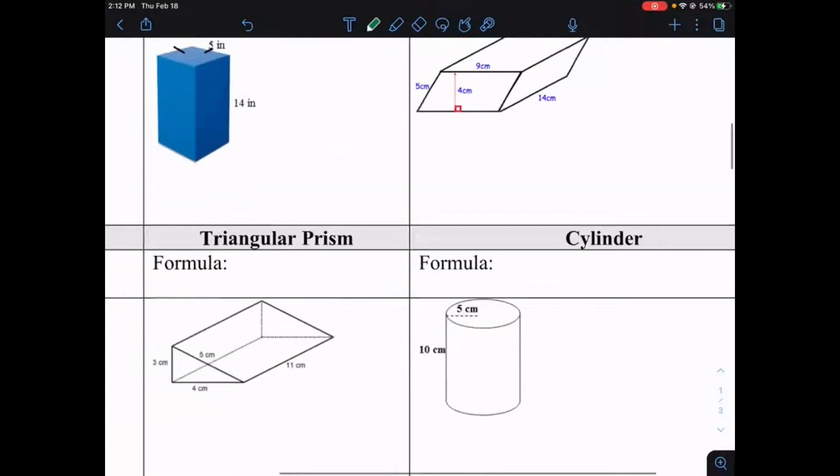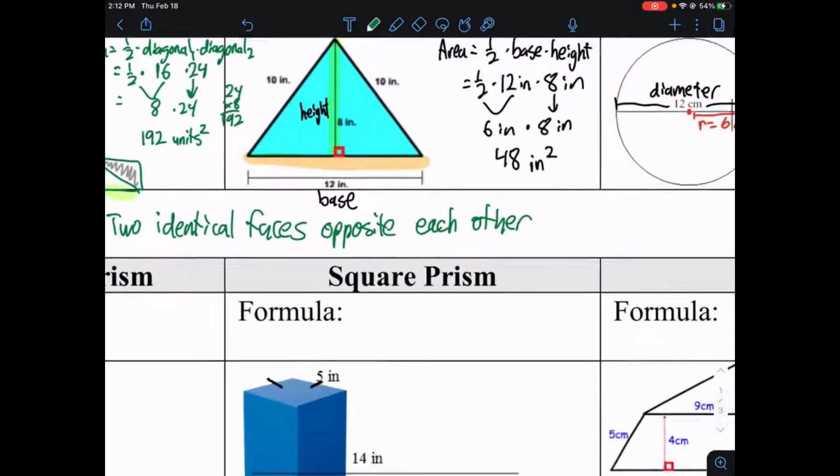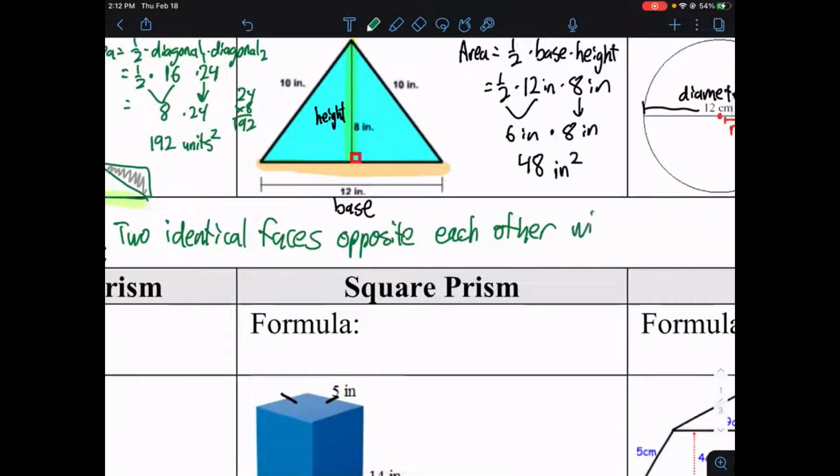Okay, and then the other important part is that they have to have what are called congruent cross sections. And so those are basically like slices.